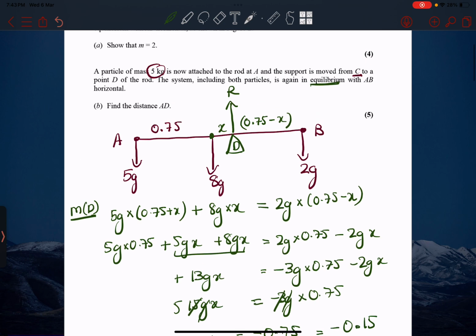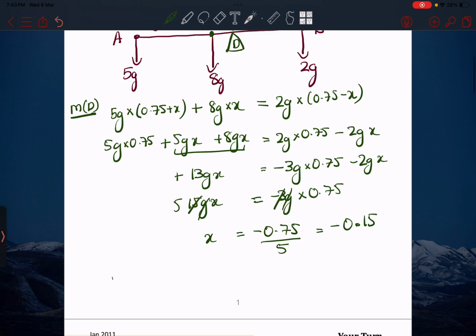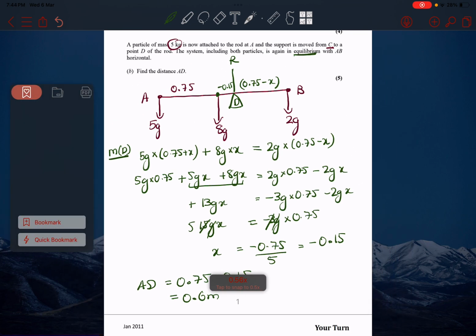So the little x that I have is minus 0.15, which means the distance AD will now be equal to 0.75 minus 0.15, which is equal to 0.6 meters. And that is part B.